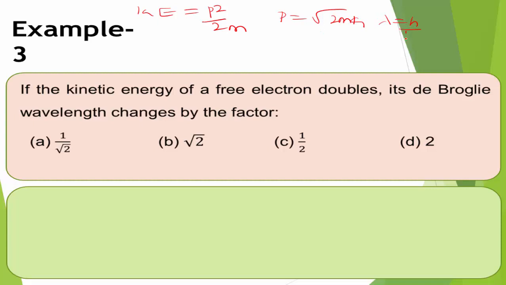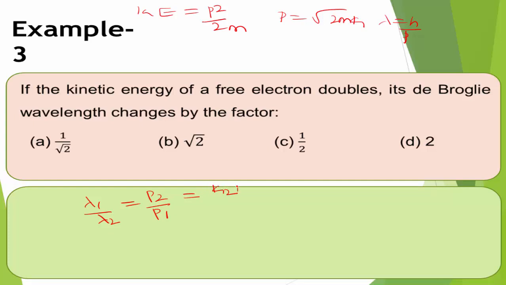Lambda is equal to h divided by p. The relation between wavelength and momentum is inversely proportional. That's why I write this equation: lambda 1 divided by lambda 2 is equal to p2 divided by p1. Here p is equal to root of 2m into K.